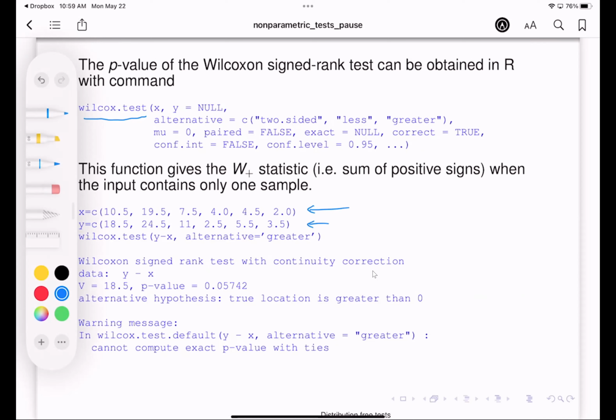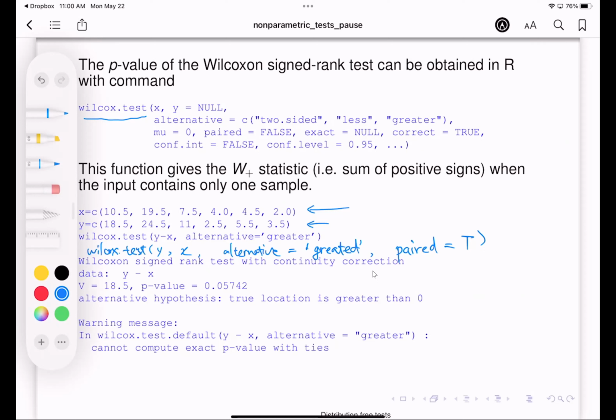I'm putting in the Y minus X, but you could also do the wilcox.test with Y and X, and then specify alternative equals greater, and that will be the same. But in this case, you would like to specify that paired is equal to TRUE. So if you do use the two variables Y and X in the Wilcox test command, you would like to specify paired equals TRUE.